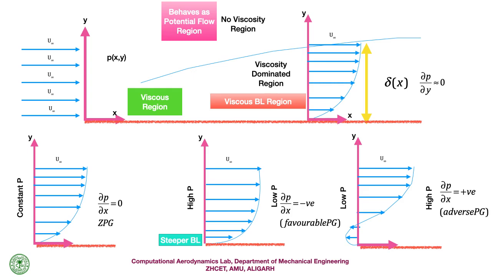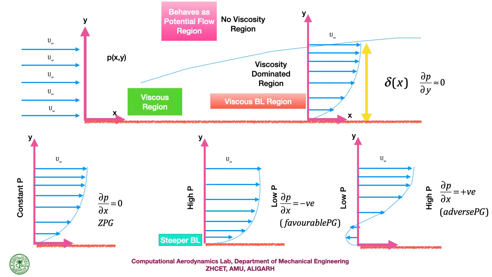You need to suppose that if you have a high pressure or a low pressure, that is a favorable pressure gradient, these types of pressure gradients can be created in a flow, and we will explain how it comes.